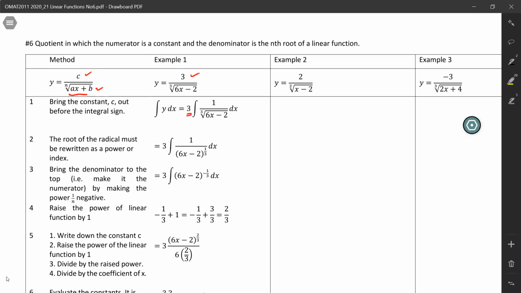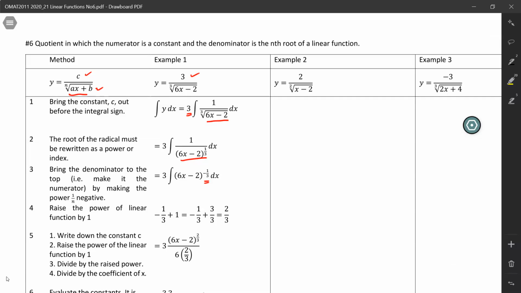The next step is that the root of the radical must be rewritten as a power or an index. So here we have the cube root of 6x minus 2, and we need to rewrite that as 6x minus 2 to the power of 1/3. Then, having done this, we're able to bring the denominator to the top, and we do that by switching the sign, so the plus 1/3 becomes minus 1/3.